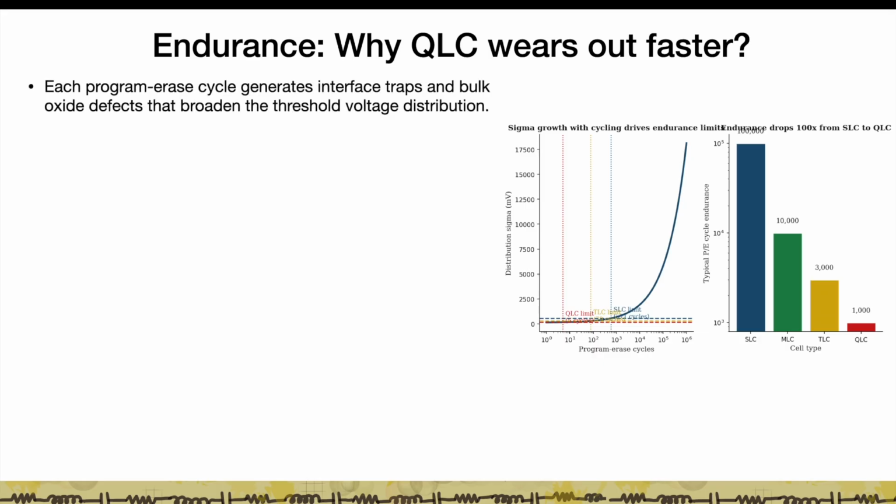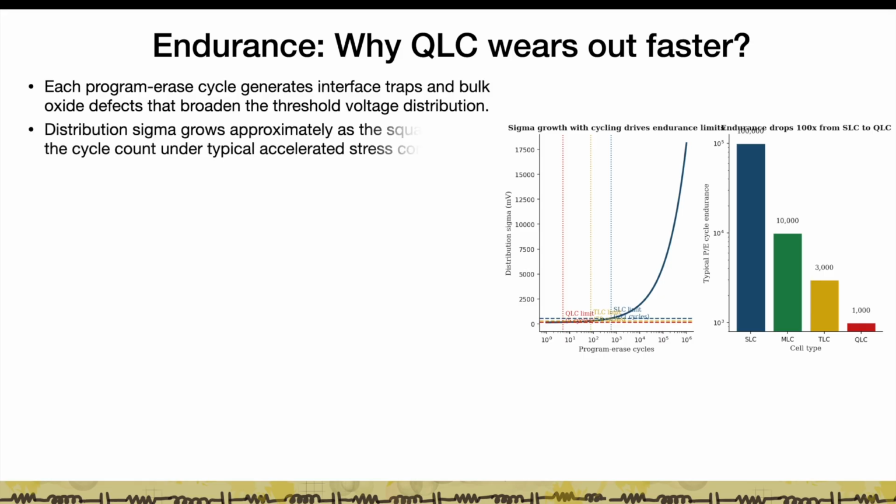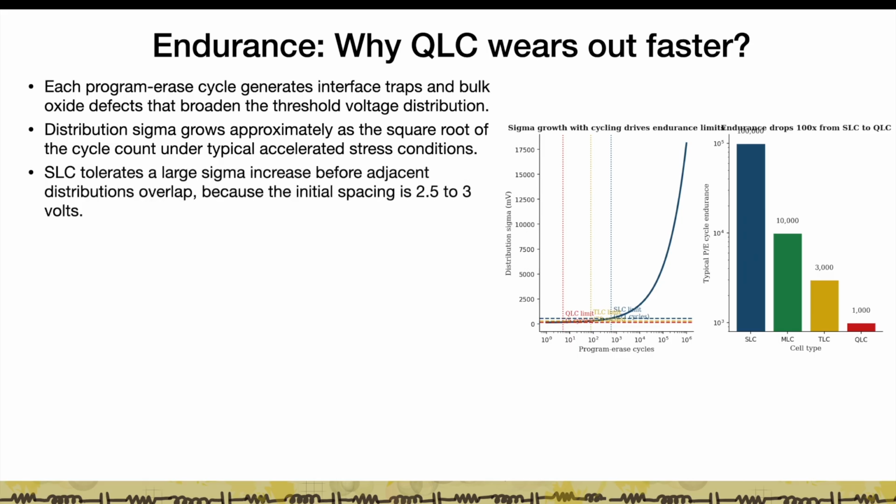Electrons driven through the oxide under high field generate interface traps at the oxide silicon boundary, and embed fixed charges in the bulk oxide. These defects don't anneal at room temperature. They accumulate with every cycle. The effect on the threshold voltage distribution is direct. More defects means more random cell to cell variation in threshold voltage, which means a wider distribution sigma.